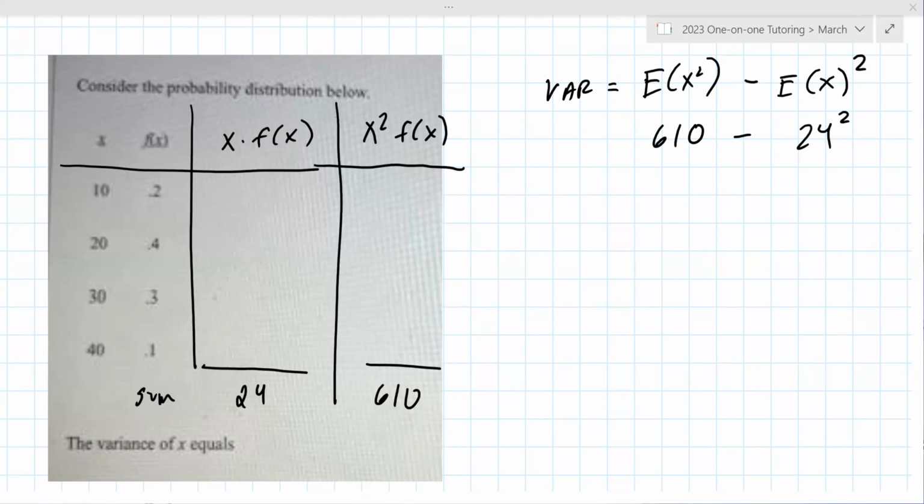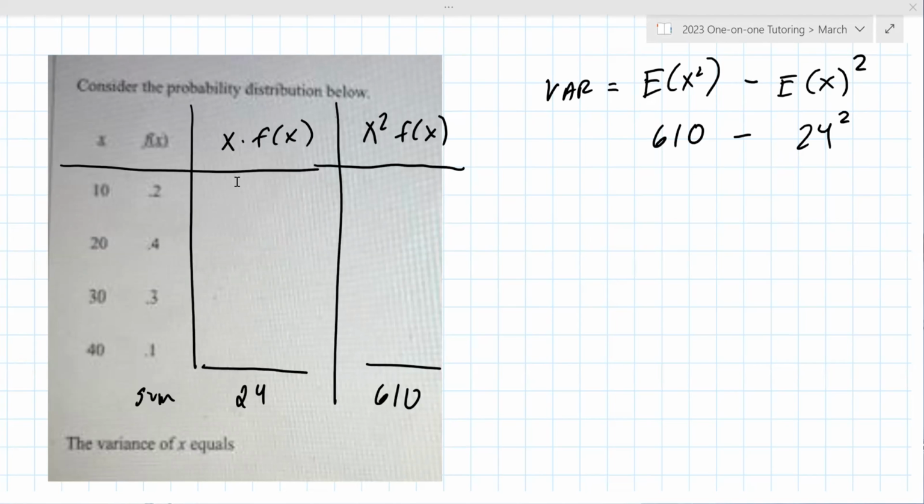Okay. And that ends up being... I don't know. Why doesn't that look right? 610 minus 34. That's not there though. No. Jeez. Okay, so I made a mistake somewhere.